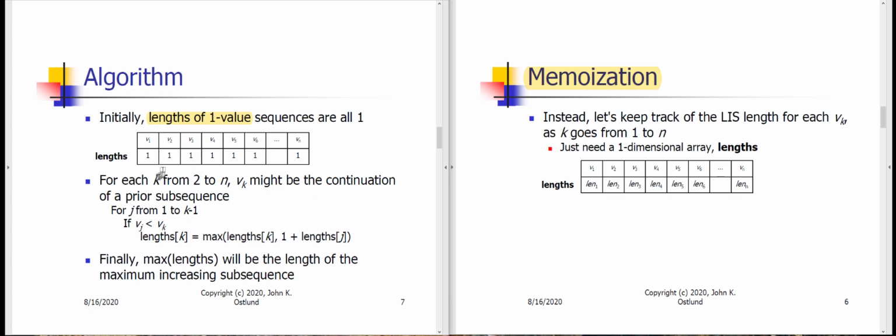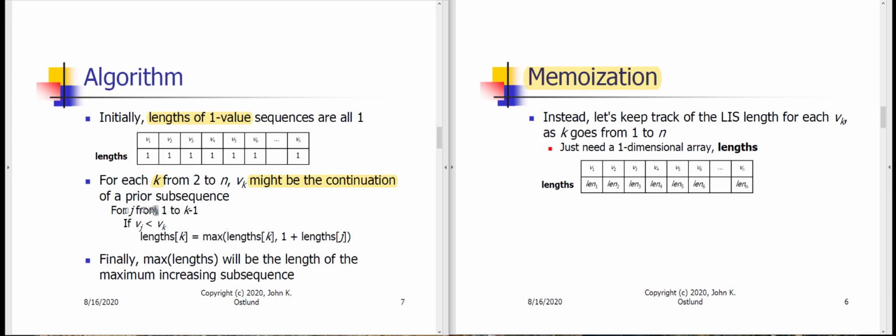Then, as we increase our subscript k, stepping through progressively longer portions of our original sequence, it might or might not be that the next value, v sub k, is a continuation of some prior sequence. If we discover that v sub k is a continuation of a prior sequence, then the length of that subsequence, including v sub k, has to be 1 plus whatever the length of the prior subsequence was. Otherwise, it's just going to be 1.